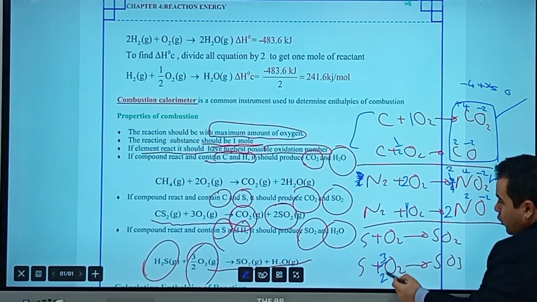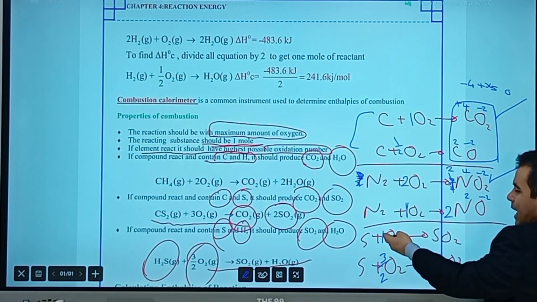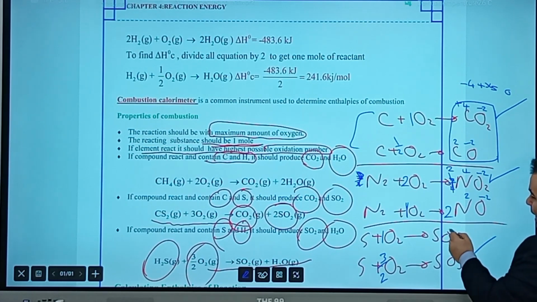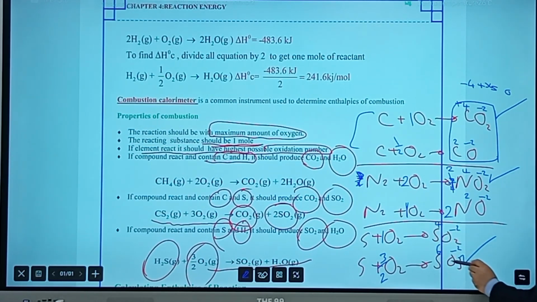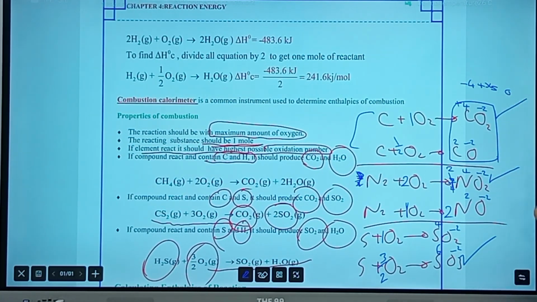Another example, 3/2 with 1. 3/2 is 1/2 higher than the 1. So this one is the complete combustion. -2, this will be 4. -2, this will be 6. So the one with 6 as the oxidation number is the complete combustion. The ticks are the complete combustion and the others are not complete combustion.